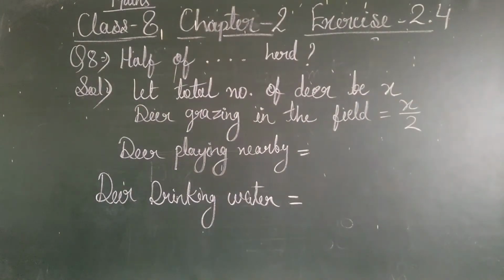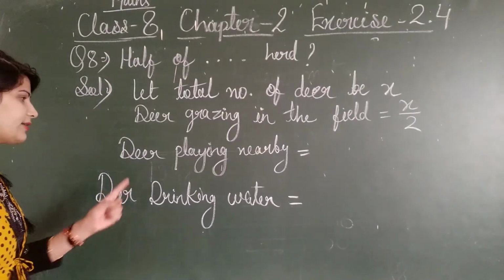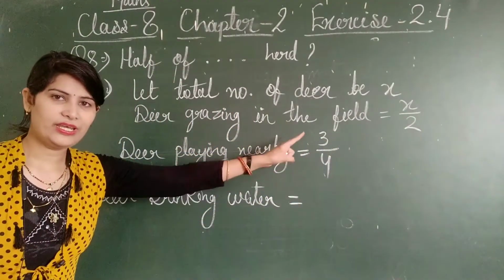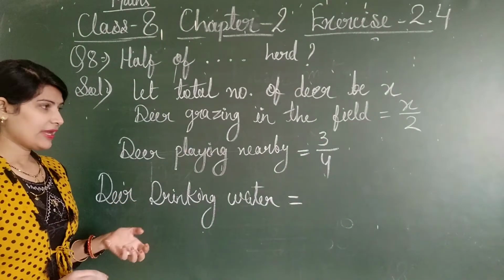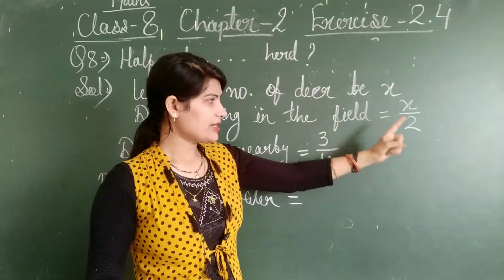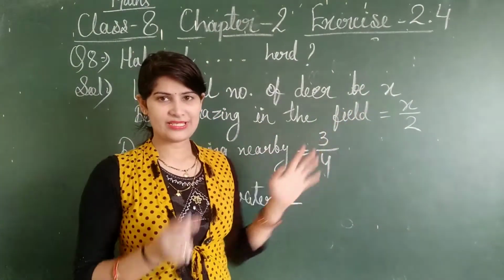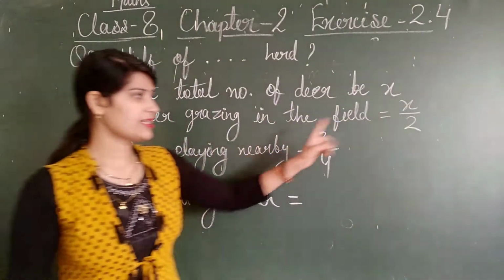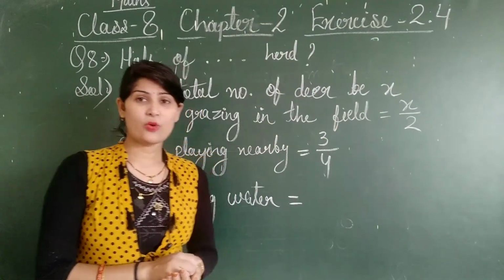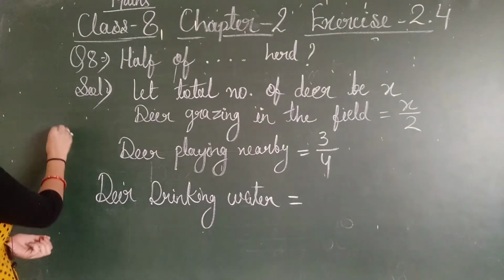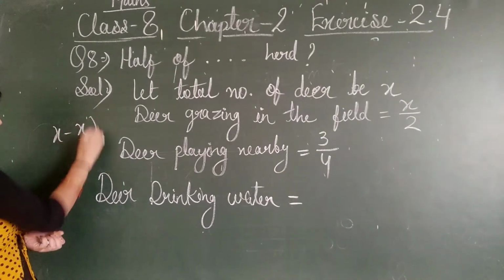Now what? Next step. And 3/4 of remaining are playing nearby. 3/4 means what? 3 upon 4, right? 3 upon 4, nearby, remaining. How can you find remaining? Remaining means total minus grazing in the field. The total deer was X, and deer grazing in the field is X by 2. That means remaining, how can you find remaining? X minus X upon 2. So like this, X minus X upon 2.